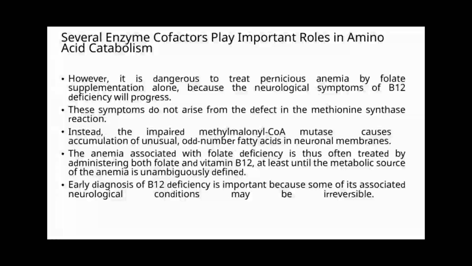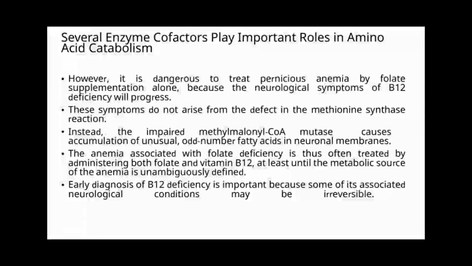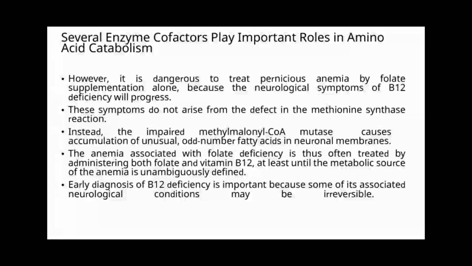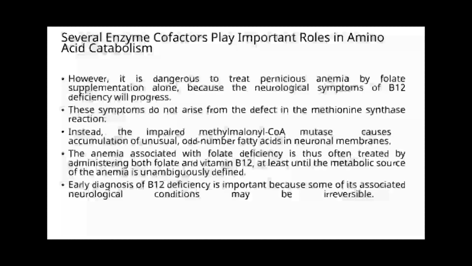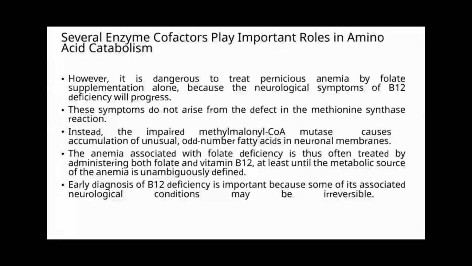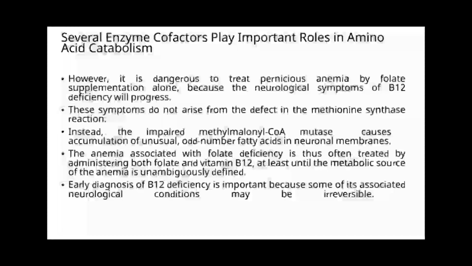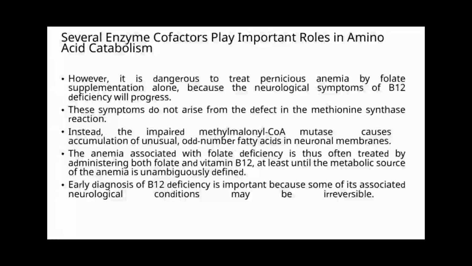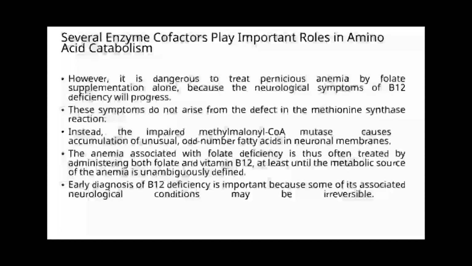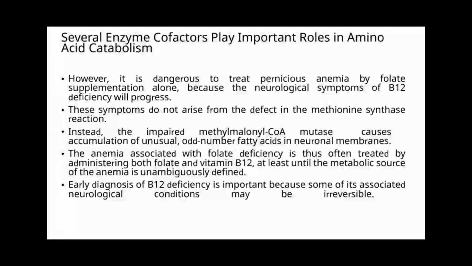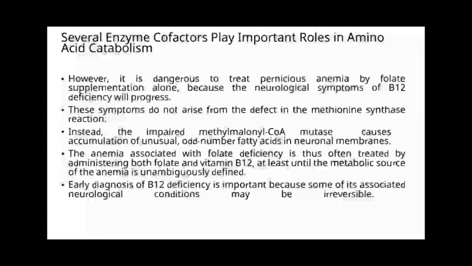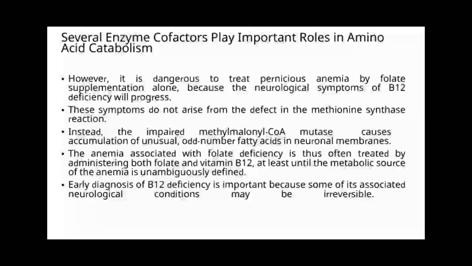That's why, when treating anemia related to folate deficiency, we usually administer both folate and vitamin B12 together. This approach continues at least until we're certain about the underlying metabolic cause of the anemia. Early diagnosis of B12 deficiency is crucial because some of its associated neurological conditions can become irreversible if not addressed promptly. And as we move into understanding enzyme cofactors, it's clear how vital these molecules are in amino acid catabolism, supporting the overall metabolic health and preventing such deficiencies.